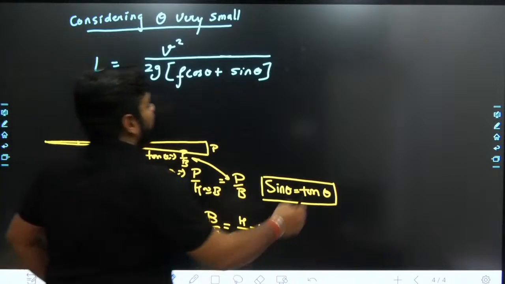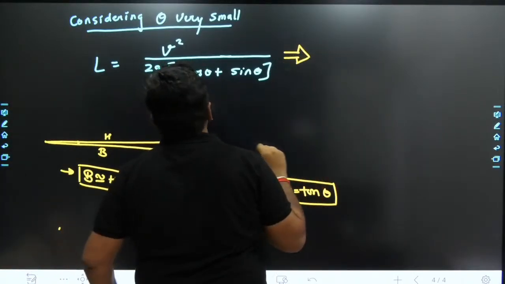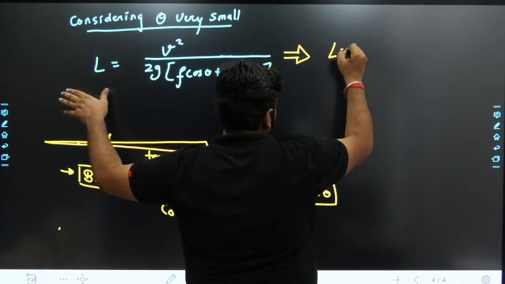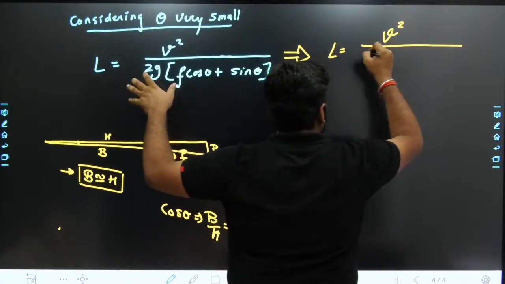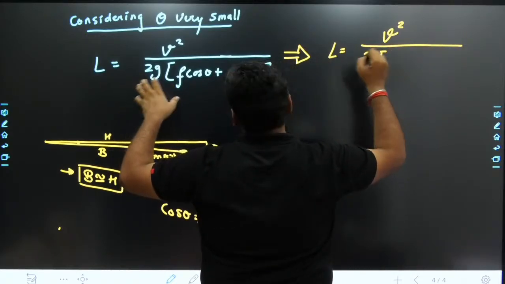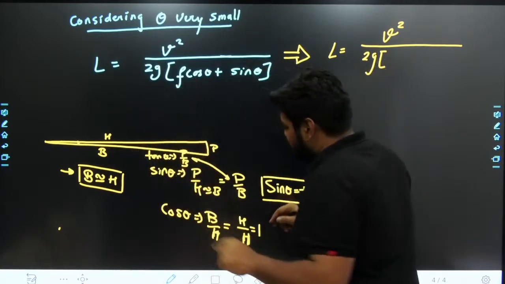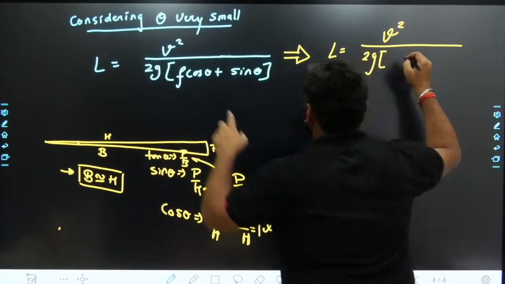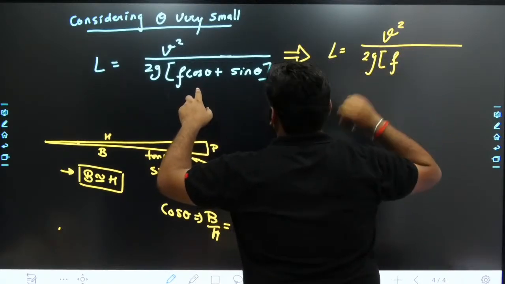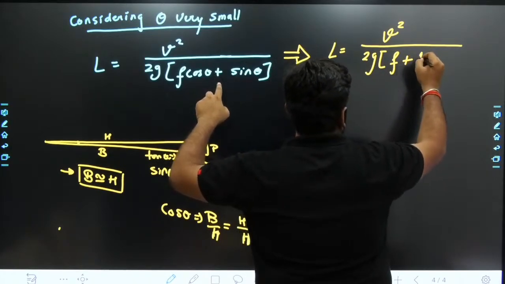Fine. So what will happen? If we see this expression, it can be written as L is equal to V square divided by 2G. Now the next thing, F cos theta. This cos theta can be written as 1, because theta is very small. So this cos theta value will become 1. So this expression can be written as F plus, and sin theta can be written as tan theta.